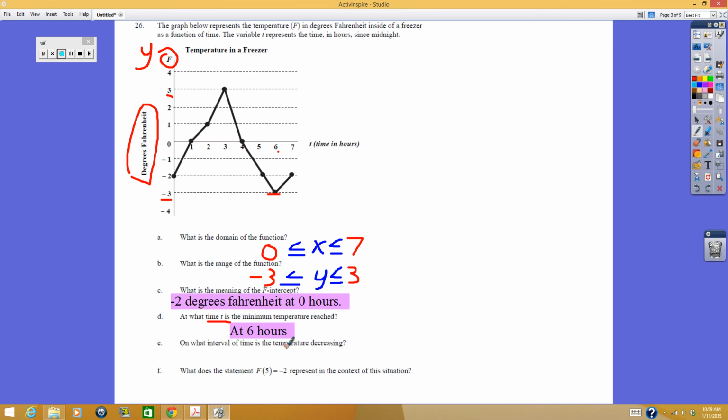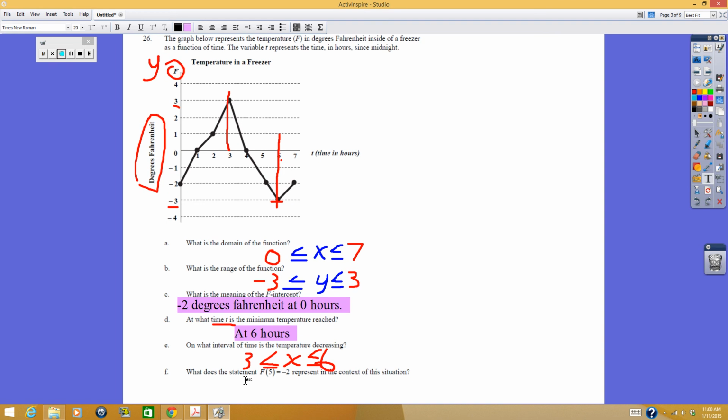At what interval of time is the temperature decreasing, which means it's going down? When we do that, we're looking at the x-axis. So it is between the time of 3 hours, right? That's when it starts to decrease, and it stops decreasing at 6 hours, right?